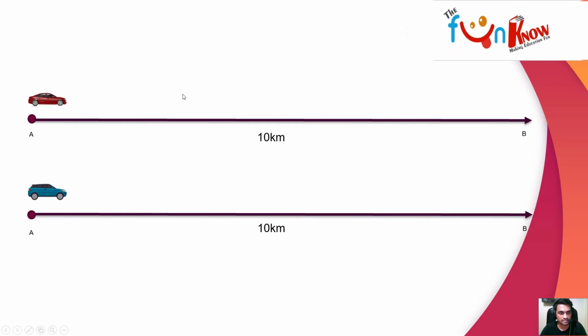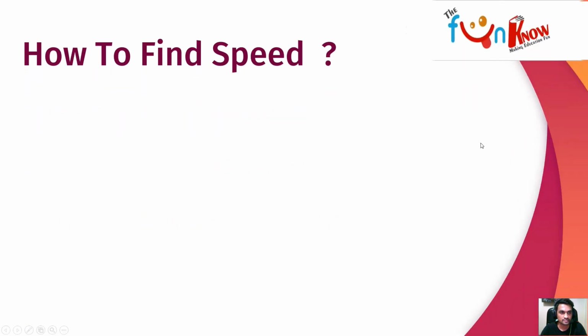Let's consider this example. Here you can see that the red car took 1 hour to cover 10 kilometers, whereas the blue car took 2 hours to cover 10 kilometers. So just by looking at it, you can tell that the red car is moving at a much higher speed than the blue car. But how much faster? For that, you need to calculate its speed.